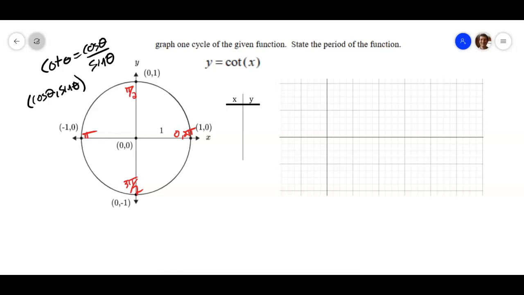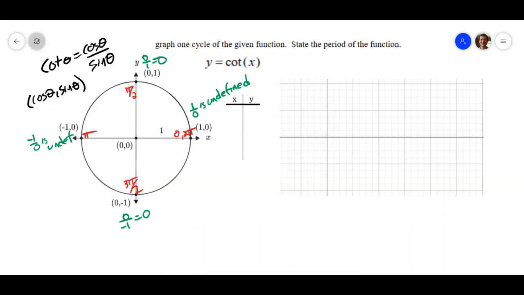So cosine over sine, this would be 1 divided by 0. That's undefined. Here cosine over sine would be 0 over 1, which is 0. Negative 1 over 0 is undefined. 0 over negative 1 is 0. And we're back to undefined.